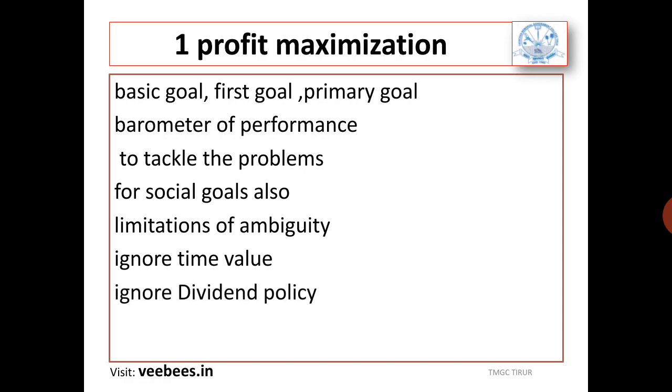Then it ignores dividend policy. It does not say whether all the profit is to be given as dividend, or whether it is fully retained. Nothing is mentioned. So this is another limitation of the profit maximization approach. Then another limitation is that it is immoral and unequal. It will lead to inequality. It is immoral to maximize profit because when the firm maximizes profit, it is at the cost of the consumer, by cheating the consumer. So this is the first goal, the profit maximization goal.